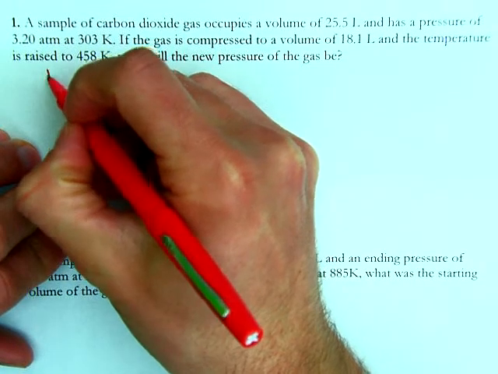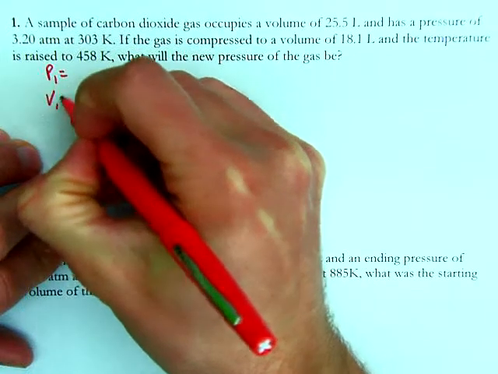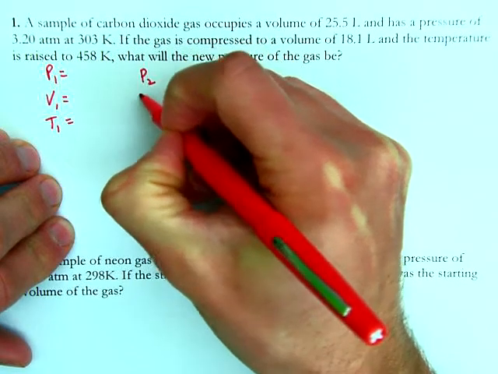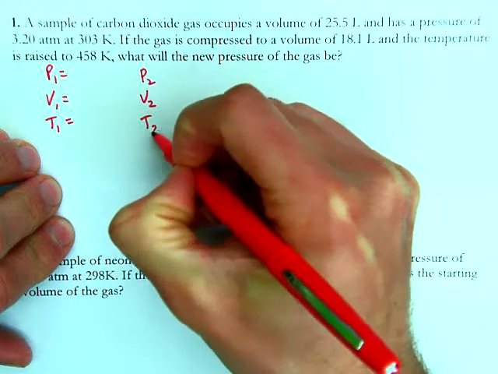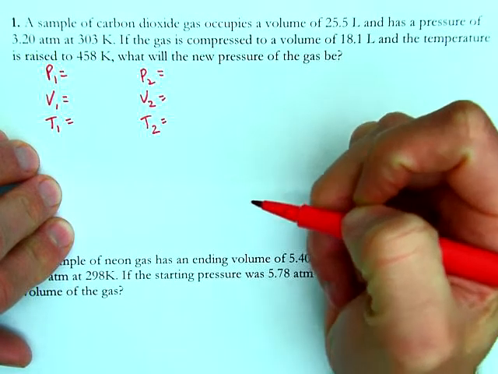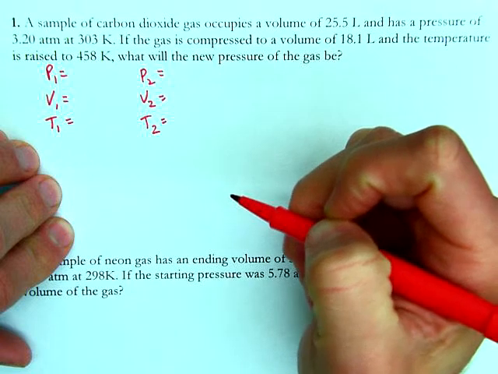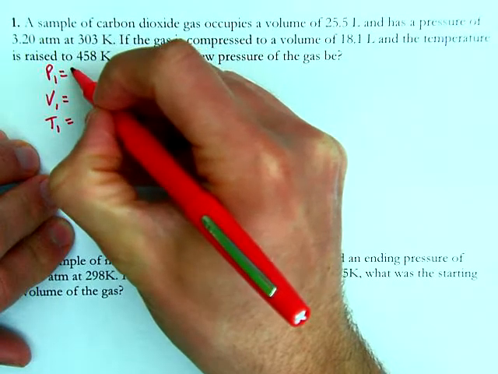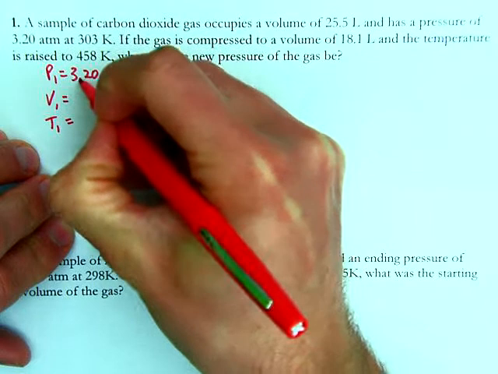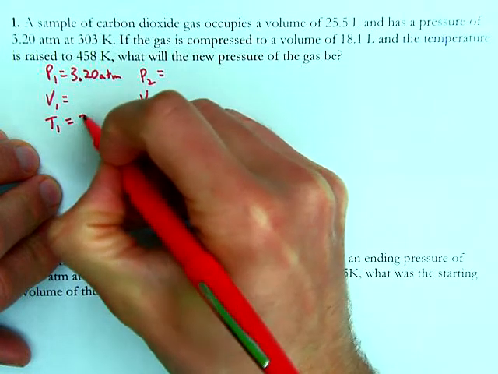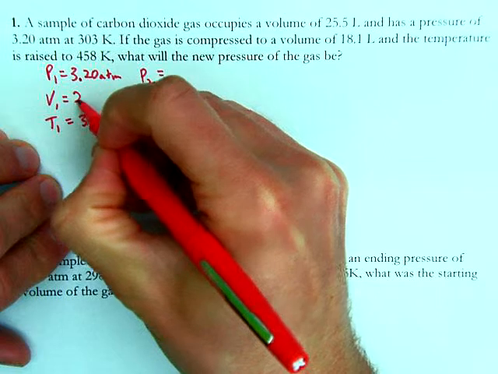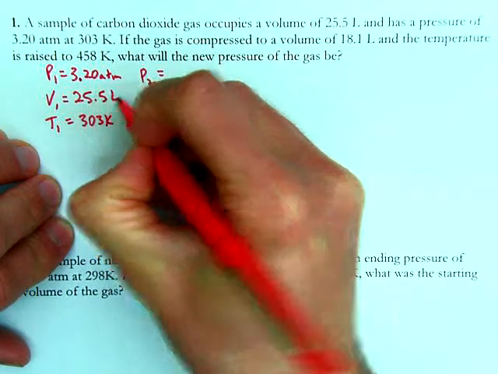So we have P1, V1, T1, and then we'll say P2, V2, T2. What do we know? What are we solving for? So this tells us the starting volume, temperature, and pressure. Starting pressure is 3.2 atm. Temperature is 303 Kelvin. And volume is 25.5 liters.